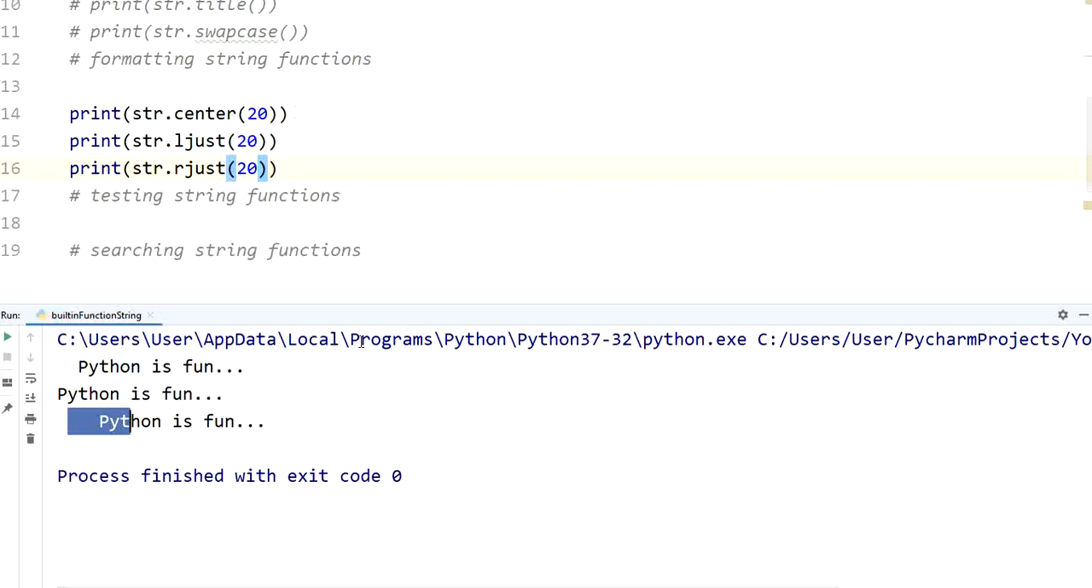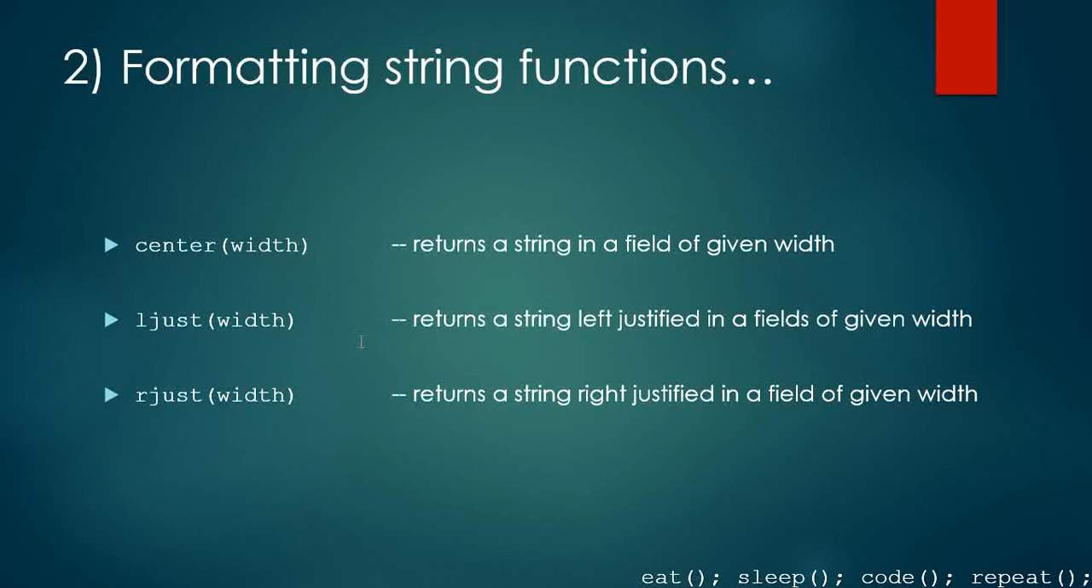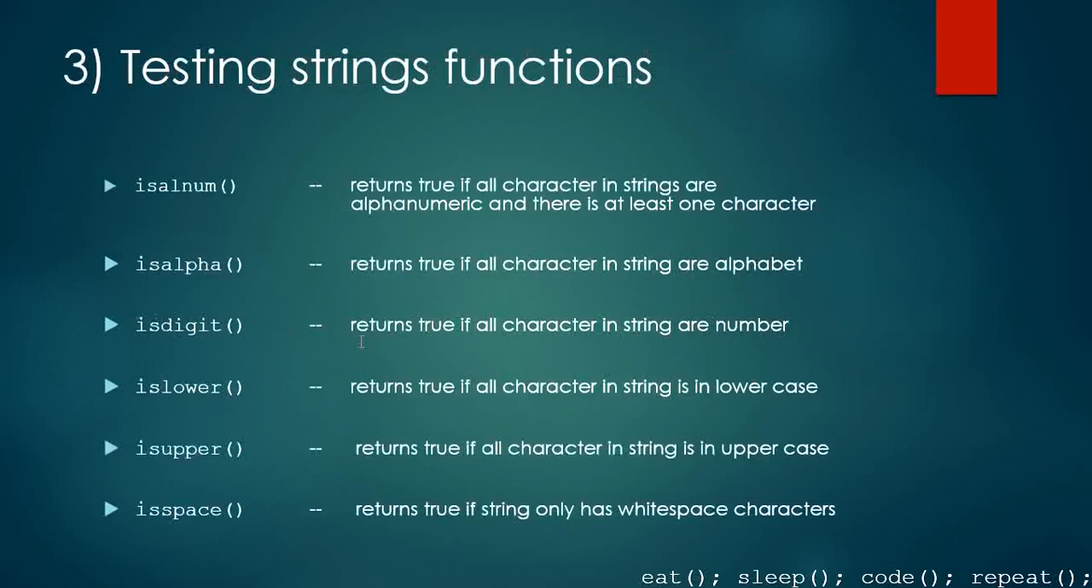Okay, let us move to the presentation. So this is the formatting string function where we center, left align and right align the string. Then we have testing string functions, like whether the string is numerical or digit, all the characters in the string are alphabets or alpha, and numeric, is lower, is upper and is space. These are boolean functions, they will return true or false.